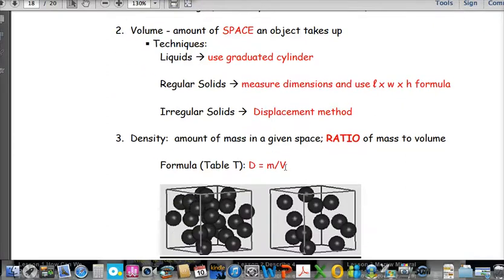Density is the amount of mass in a given space. It's basically the ratio of the mass to the volume. The formula is on reference table T. It's mass divided by volume.